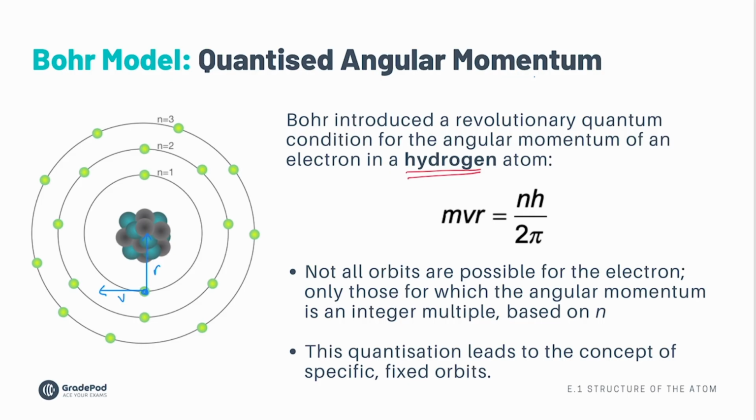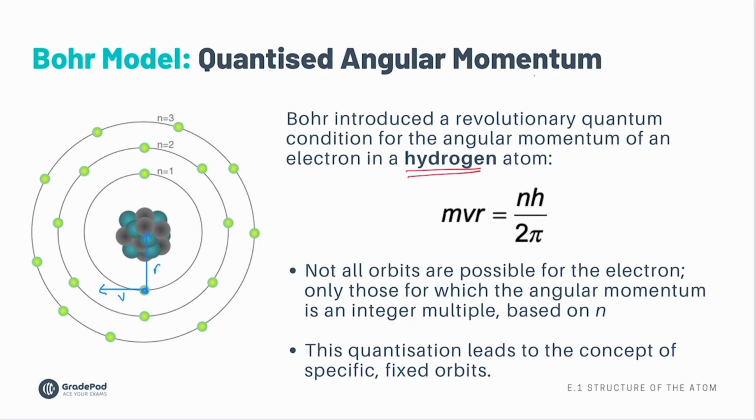Given that that electron is in circular motion, it has angular momentum. And the equation for angular momentum is mvr, which is the mass of the electron times the velocity of the electron times the radius of the electron. So this electron has angular momentum. And by being in distinct energy levels, Niels Bohr very quickly discovered that not all orbits were possible for the electron. Only those for which the angular momentum is an integer. And by an integer, I mean a number.